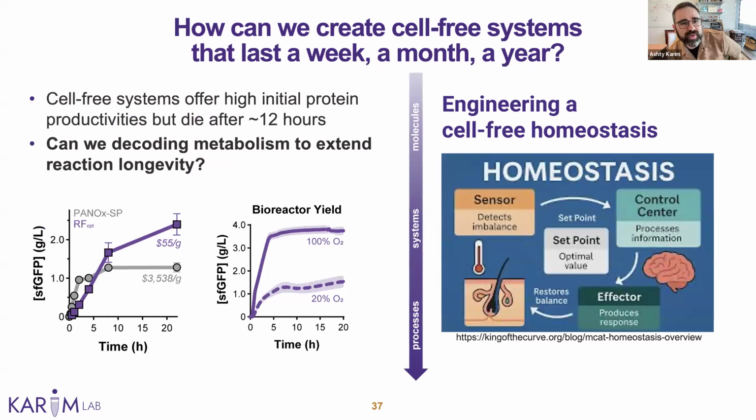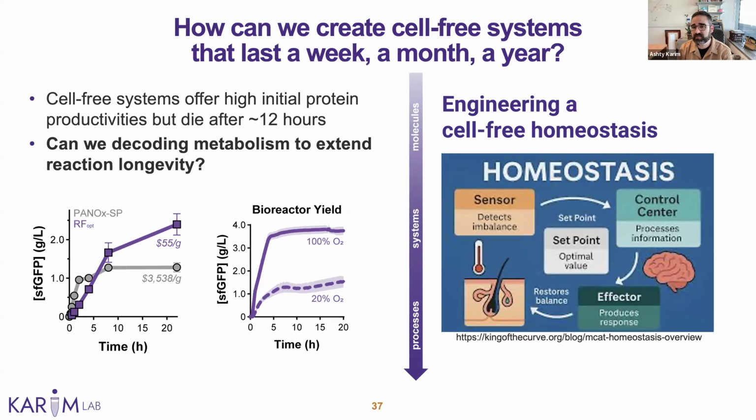And so the question now becomes, how can we create cell-free systems that last a week, a month, a year? How do we extend the longevity? Cell-free systems offer a high initial protein productivity, but die after about 12 hours. And if you were to re-add all of the reagents, we don't get double the amount of protein made. So why is that? The question becomes, can we decode metabolism and extend reaction longevity?